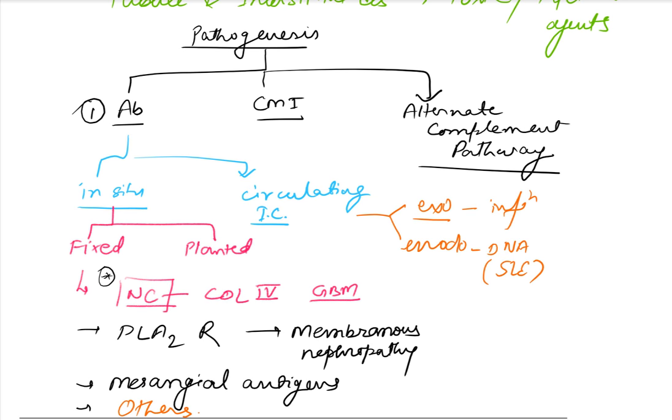Very little is known about the cell mediated immunity. And in alternate complement pathway, we have one important disease, that is membranoproliferative glomerulonephritis type 2, also known as dense deposit disease.